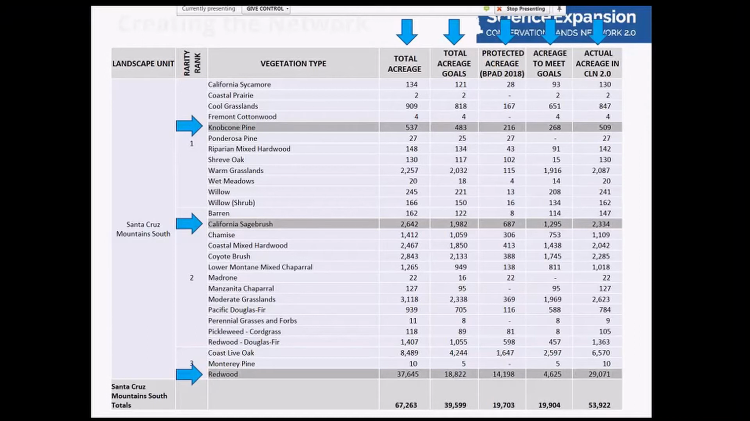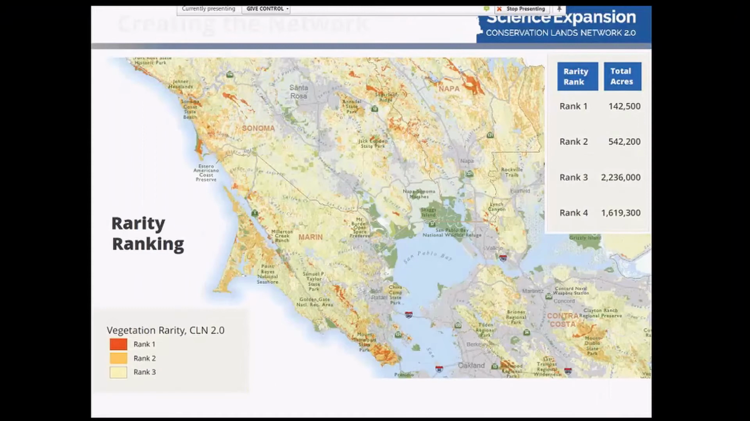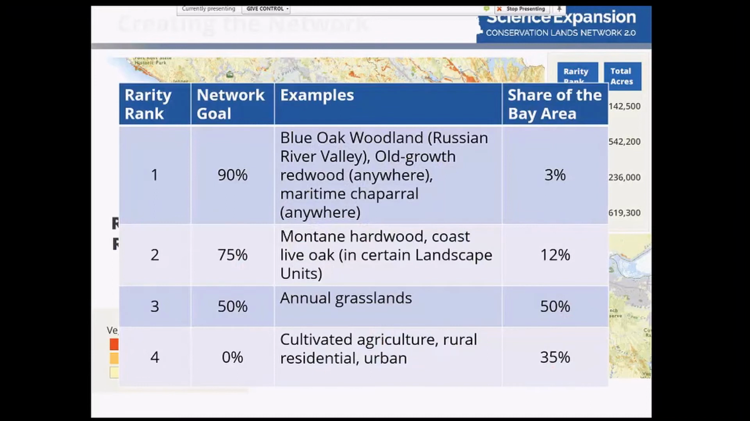And this is a map of the distribution of the different rarity ranks, and as you can see, very few targets were ranked as rank 1. Here's a breakdown of the proportion of the Bay Area by rarity rank. For instance, rank 1s constitute only 3% of the Bay Area, rank 2s 12%, and rank 3s 50%. And here are some examples of what qualified as a rank 1, 2, 3, or 4.